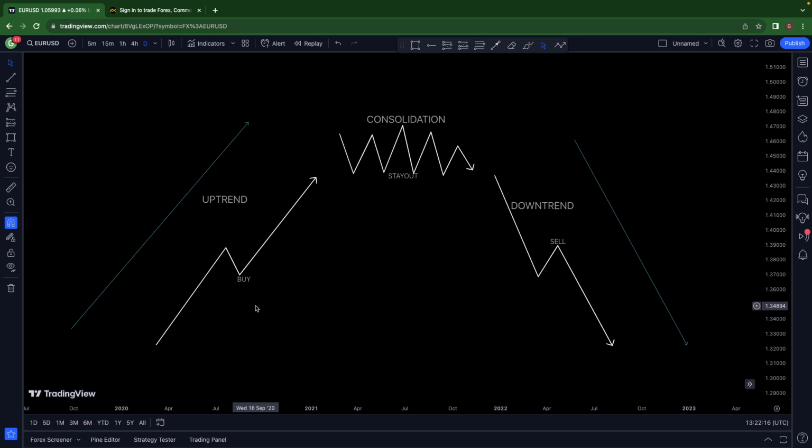So when we have an uptrend, we seek to take up buy positions. When we have a downtrend, we seek to take what? Sell positions. Whereas when we have a consolidation market structure, what we simply do as traders is what? Stay out of the market. You don't want to trade the consolidation market. Trust me, it's going to mess up your account. So let's just move forward. Let's explain further on the uptrend.